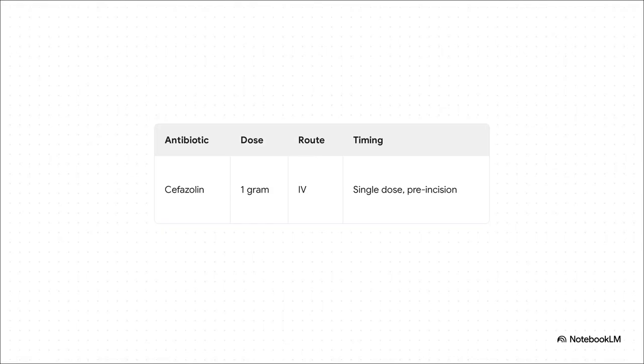We give 1 gram of cefazolin IV as a single shot just before making that first cut. Cefazolin, being a first-generation cephalosporin, is perfect here. It has excellent coverage against common skin bugs and the gram-positive aerobes from the upper GI tract, basically neutralizing the threat before it even starts.